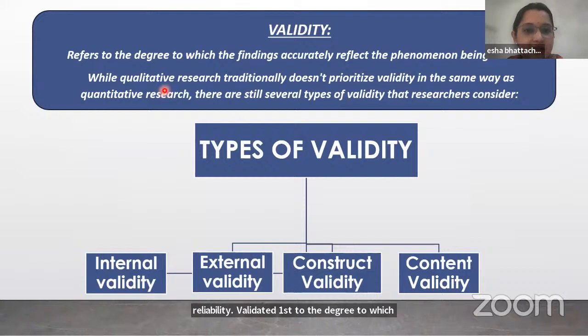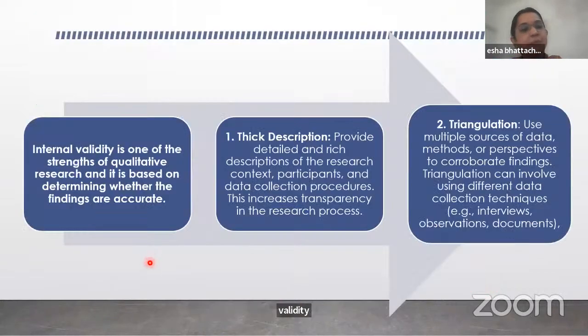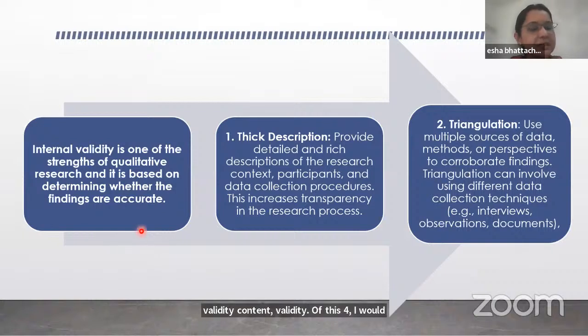Although in qualitative research, validity is traditionally not prioritized in the way it is in quantitative research, there are certain types of validity which researchers use: internal validity, external validity, construct validity, content validity. Of these four, I would specifically like to mention internal validity, because internal validity is one of the strengths of qualitative research, as it is based on determining whether the findings of the study are accurate or not.